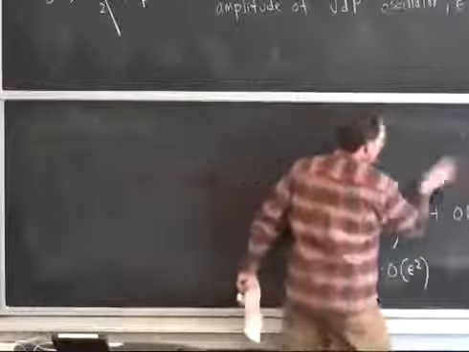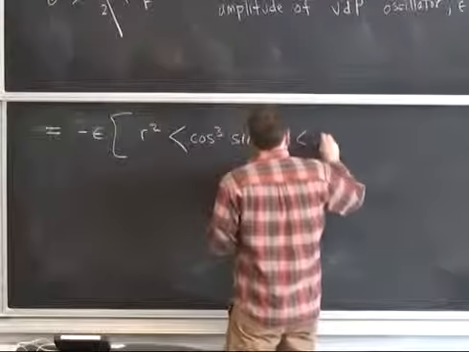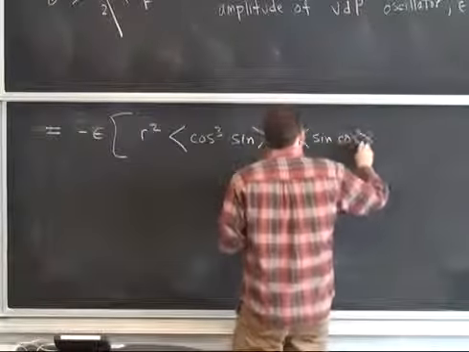So let's see, what are all those averages? I think after you clean it all up, you'll get that equals minus epsilon. You can cancel out some factors of r. There's an r in the denominator and an r up there. And looks like I'm getting minus epsilon r squared average of cosine cubed sine minus average of sine and cosine.